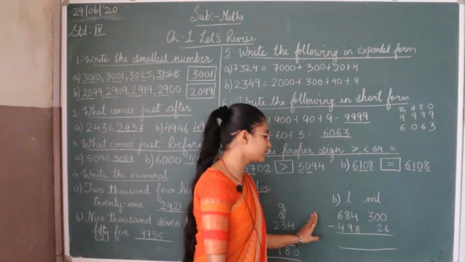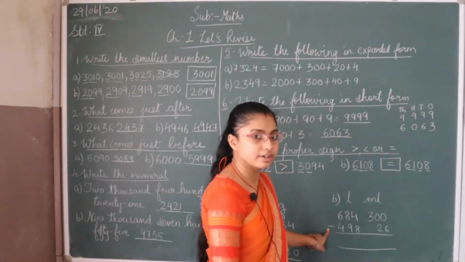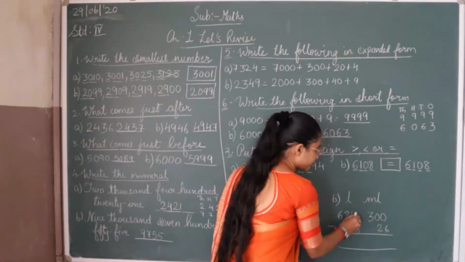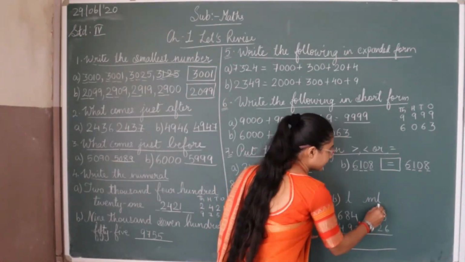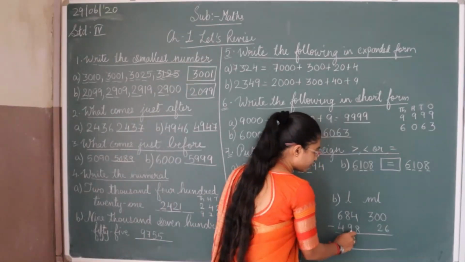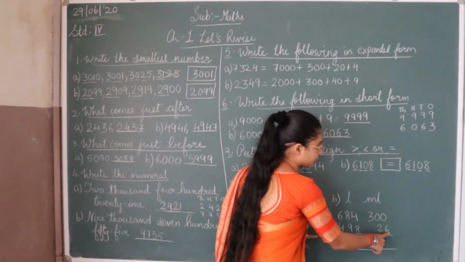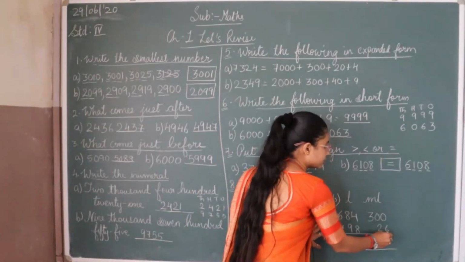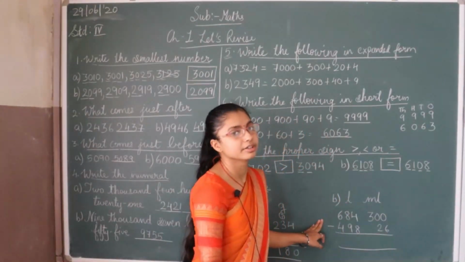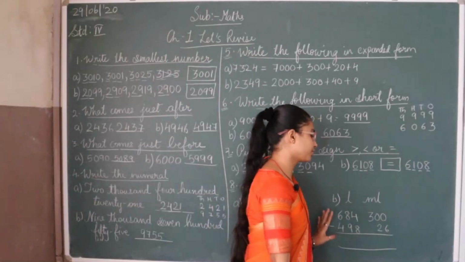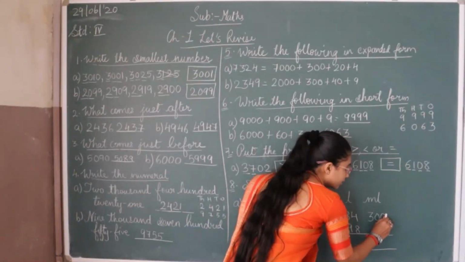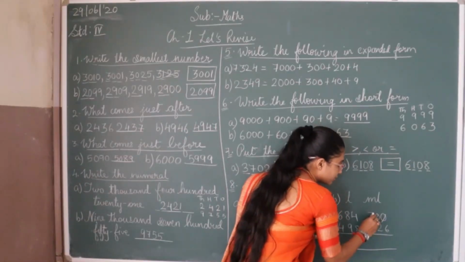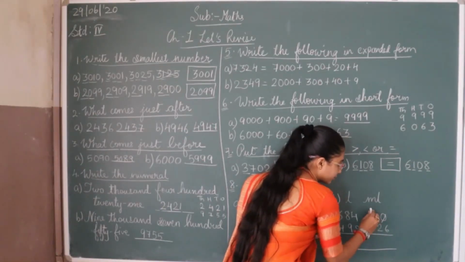Now second one is subtraction. We have to do subtraction here. 684 liter 300 milliliter minus 498 liter and 26 milliliter. So we will subtract this. Here 0 minus 6. We can't subtract 6 from 0. What will we do here? We will cut both 0. First we will do this 0. We will borrow 1 from here.